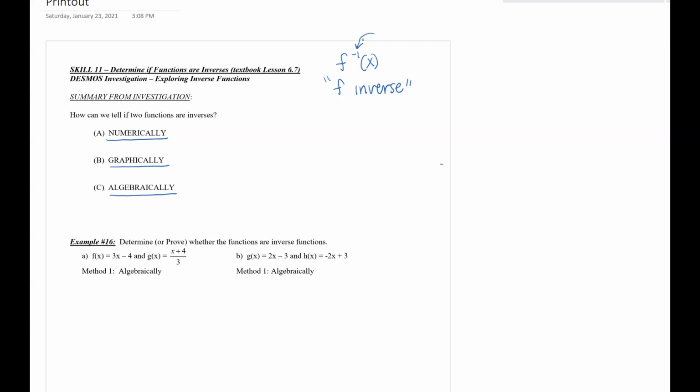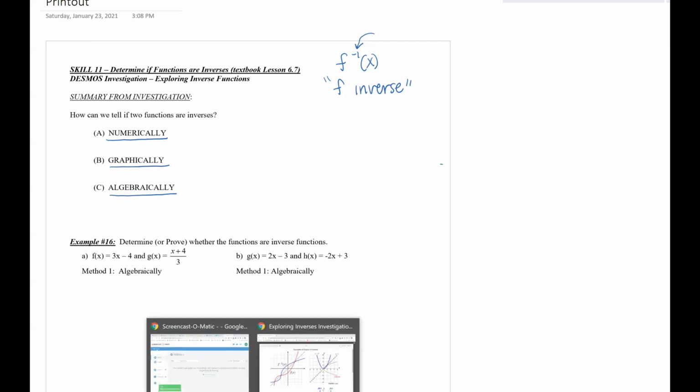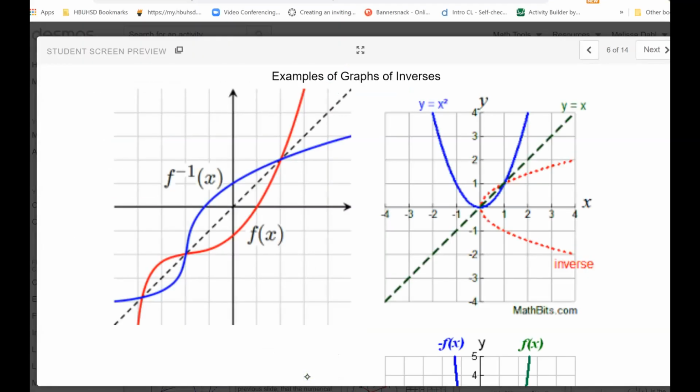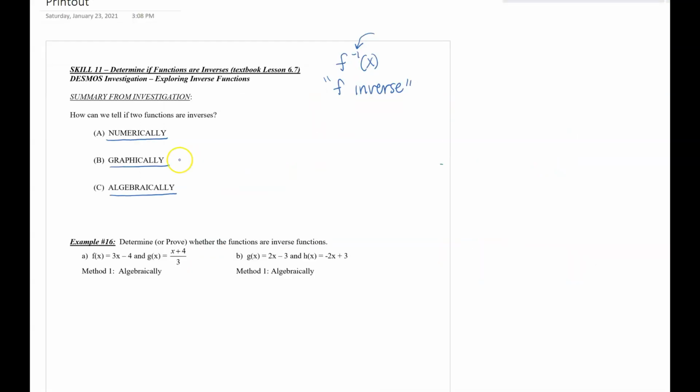And what you can see on these graphs is that when we have inverse functions, they're reflected over the line y equals x. So it's like reflecting, but not over the x-axis or the y-axis, instead over the line y equals x. That's what we're going to write down for our graphical summary: inverse functions are reflections over the line y equals x.